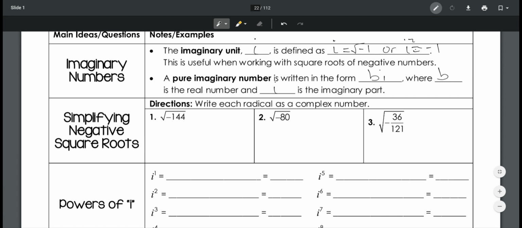In this review video, we're going to talk about imaginary numbers. We're also going to talk about operations with imaginary numbers and with negative radicals. But first, we're going to start off talking about what imaginary numbers are.